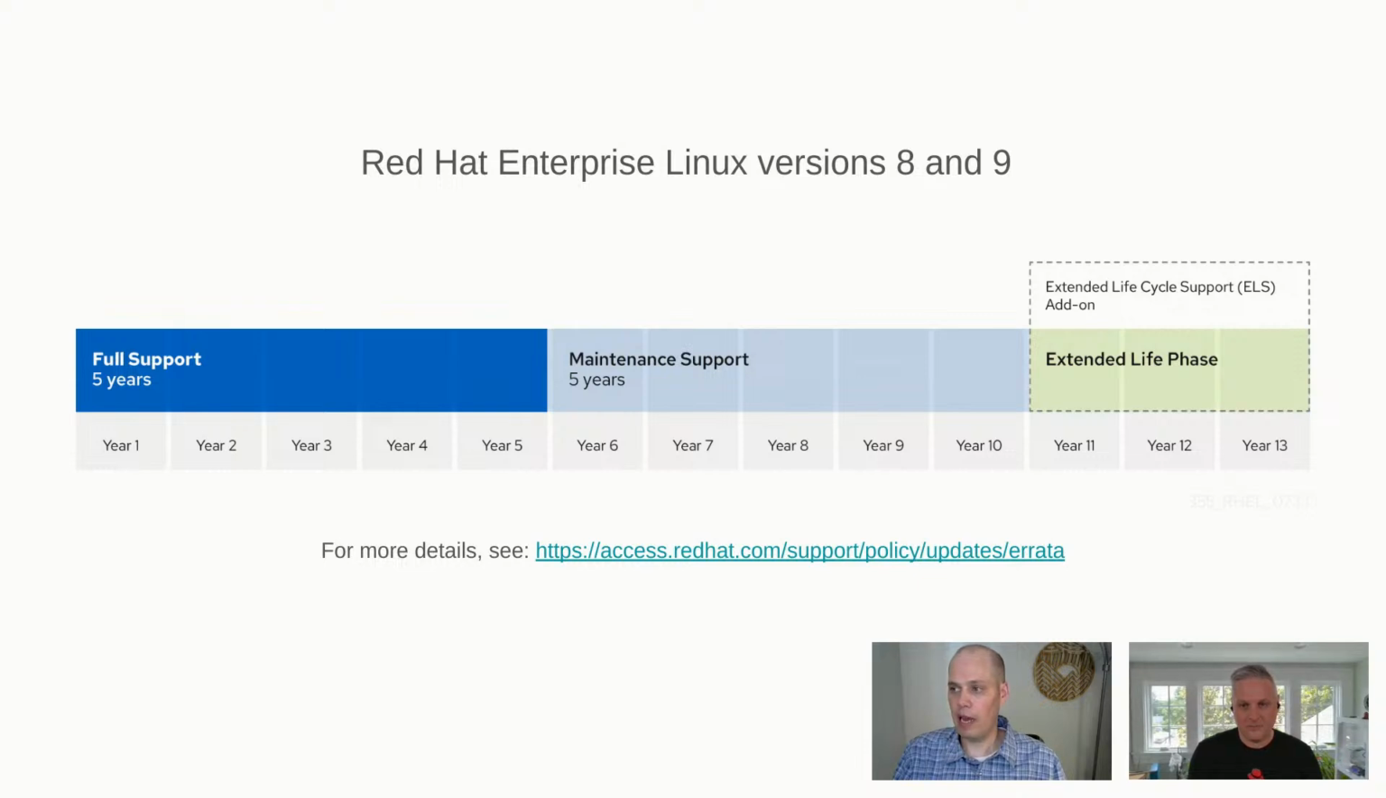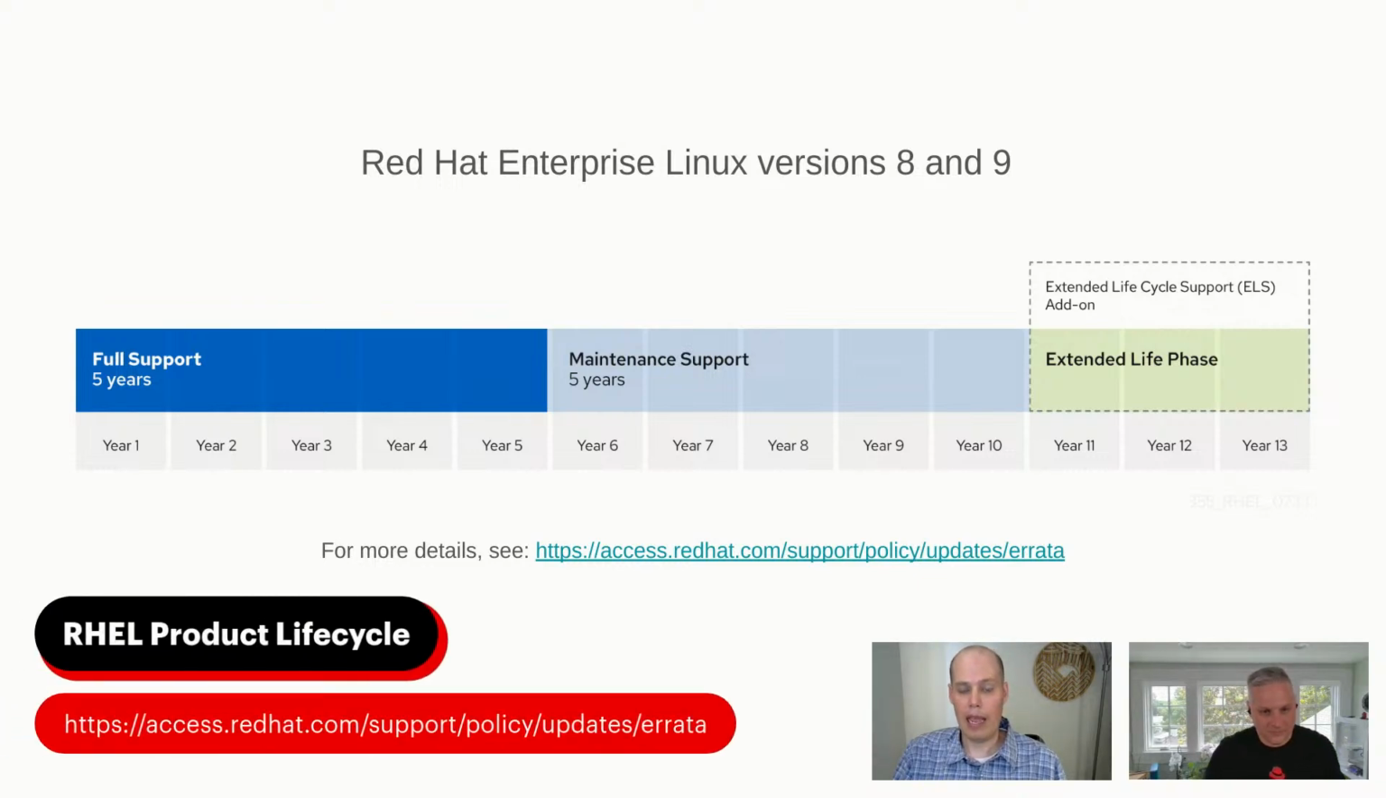There's the extended life cycle support, or ELS, subscription. It's an add-on subscription you can buy. This provides an additional 4 years of extended support for RHEL 7, and 3 years is planned for RHEL 8 and RHEL 9 when they get to this stage of the life cycle. And during that ELS extended lifecycle support phase, this is where Red Hat may provide security fixes for Red Hat defined critical and important CVEs.